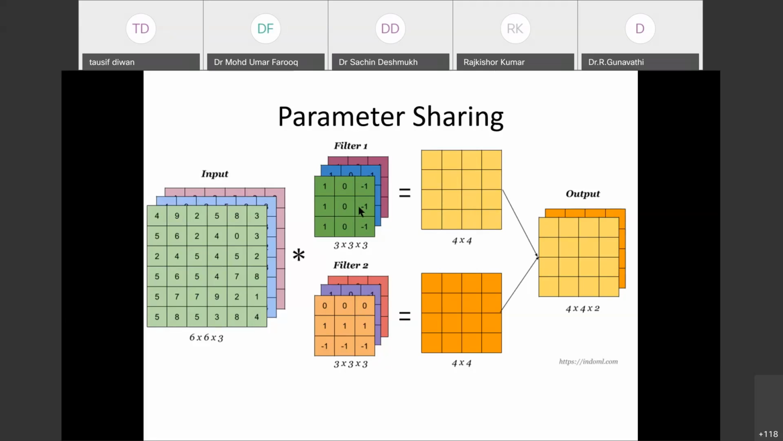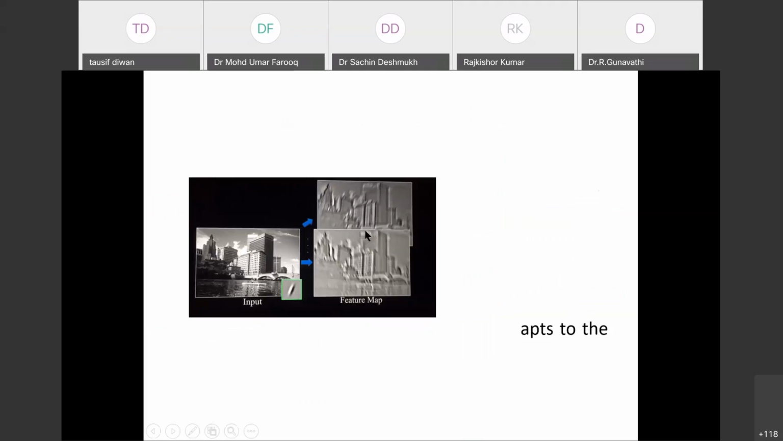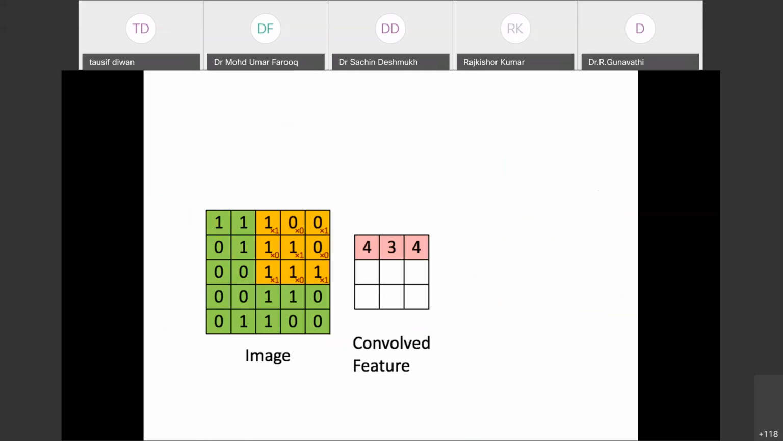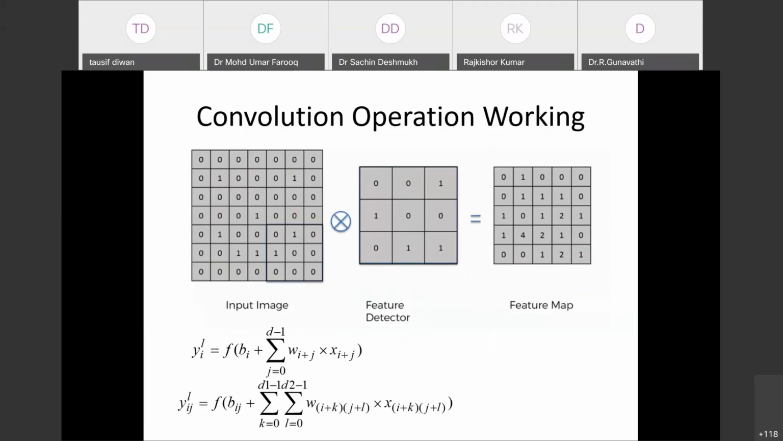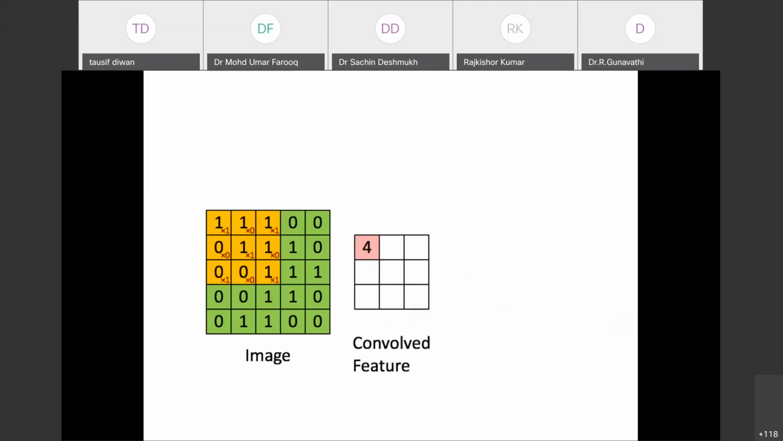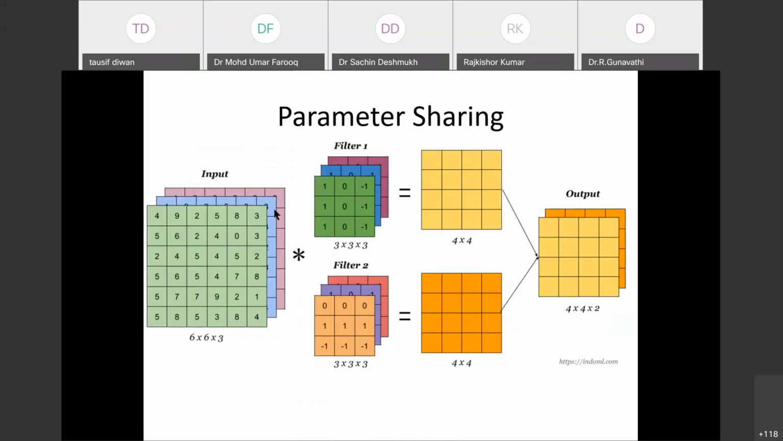It means that in the previous slide, see, what is the depth of input here? No, depth of input is 1. Yeah, depth of input is 1 here. In this also depth of input is 1. But in this example, depth of input is 3. That's why depth of filter is also 3. Is it clear?